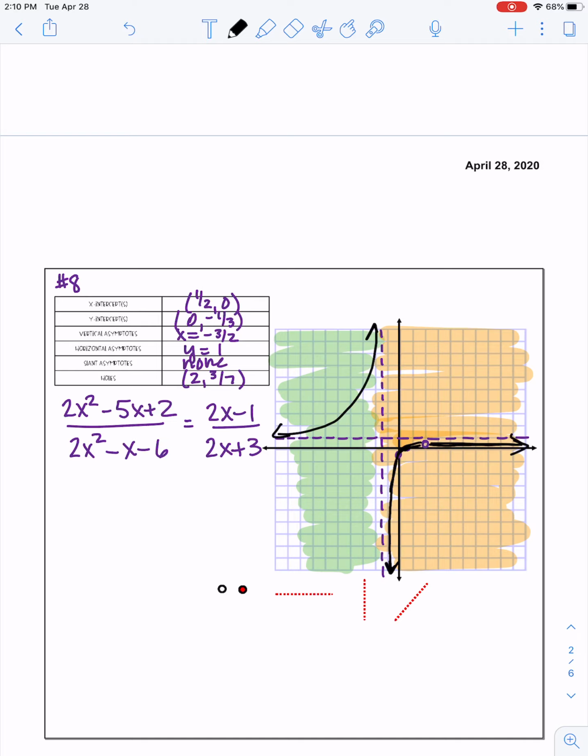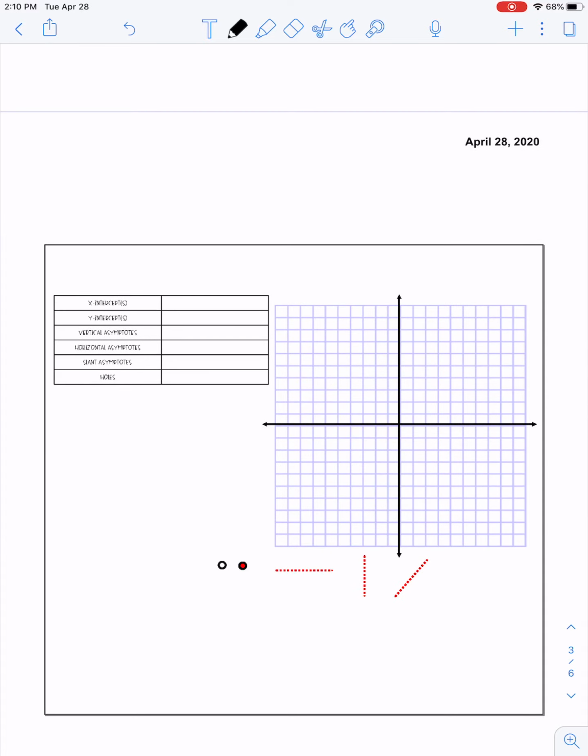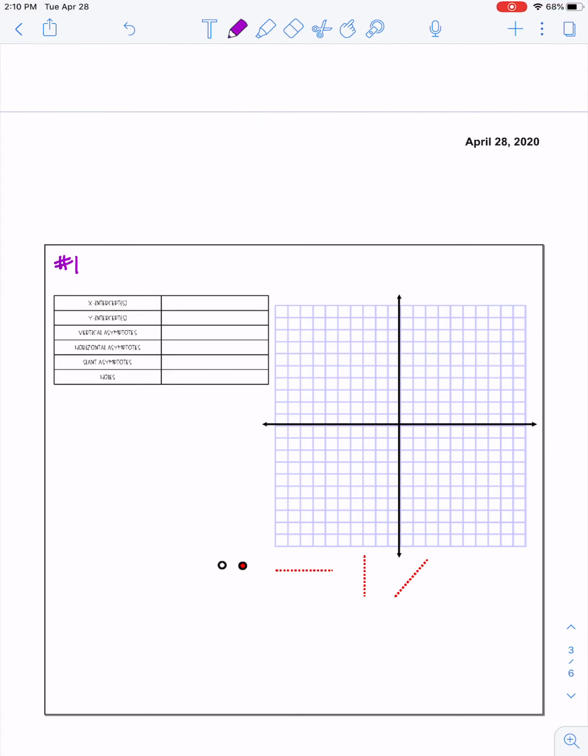Okay, I'll do one more. Let's do number 12. Number 12 was x squared minus 2x minus 15 over x, which simplifies to, actually it can't be simplified, so I'll just leave it.